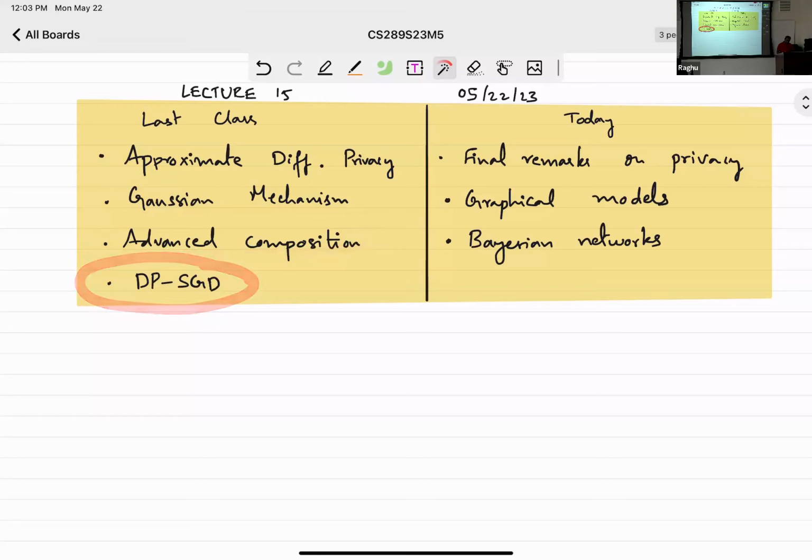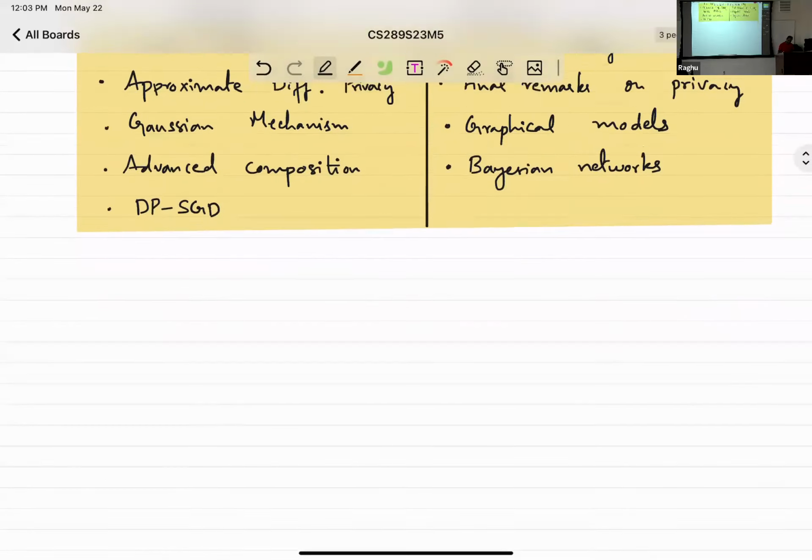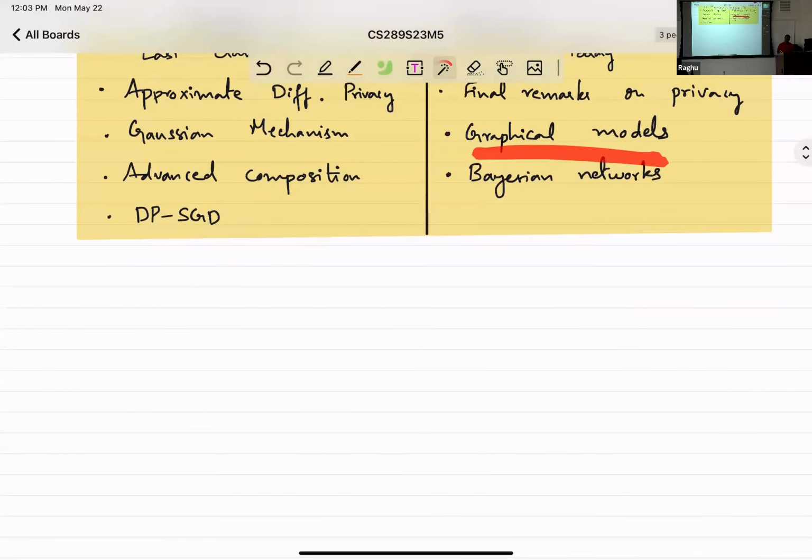Okay, and what we'll do today is finish up the privacy part and then switch on to our new module, or new topic, which is graphical models. Okay.